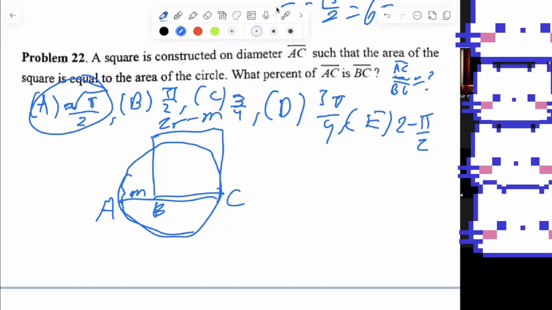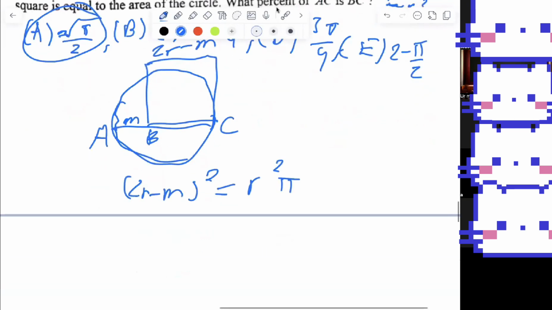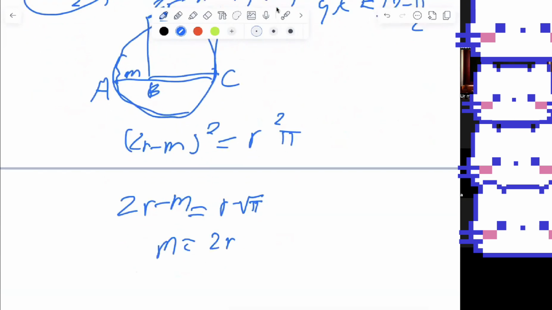And then from there, we know that we multiply and we find the area is basically (2R minus M) squared is equal to M squared, R squared pi. Then you can take the square root of both sides. The square root of R squared pi is equal to 2R minus M, or M is equal to 2R minus square root of pi times R.